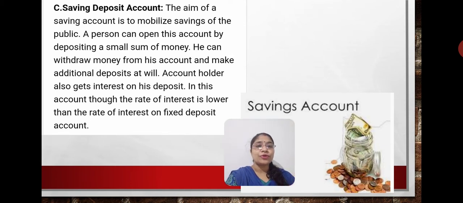He can withdraw this money from his account and make additional deposits at will. Whenever he wants, he can withdraw. Whenever he wants, he can deposit. So the account holder gets interest on the deposit, but less as compared to the fixed deposit. Fixed deposit holder gets the highest rate. So here the rate of interest is lower as compared to the fixed deposit.